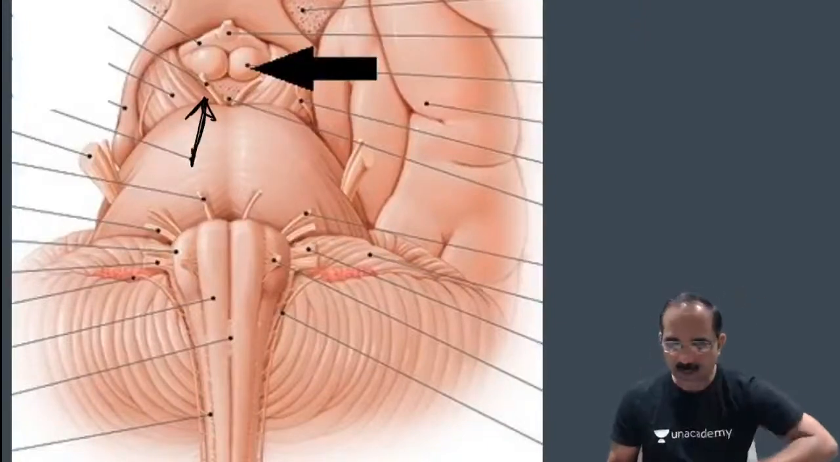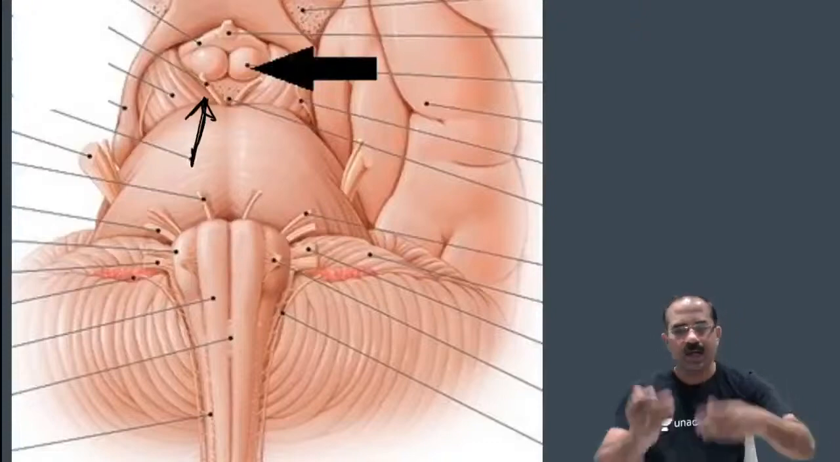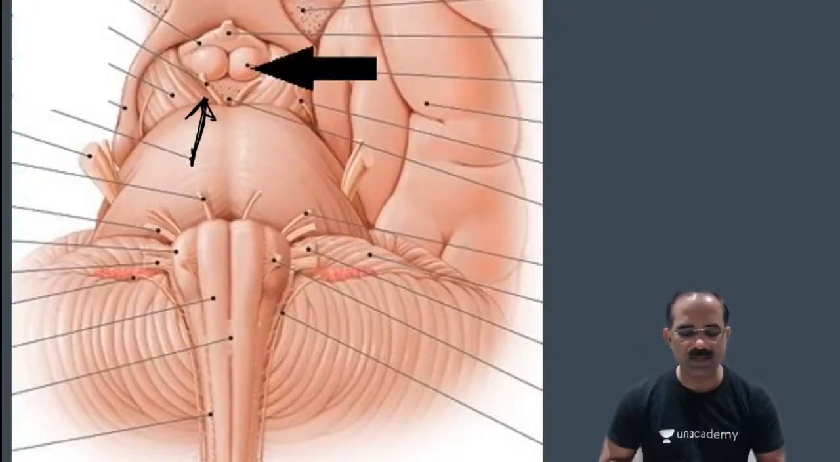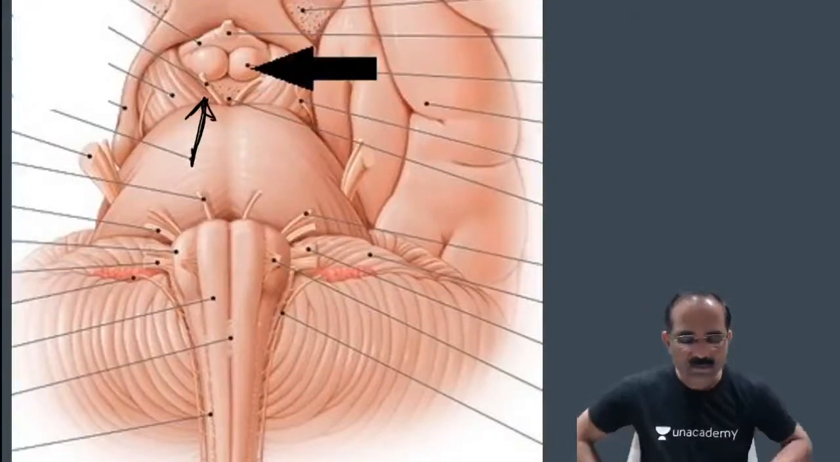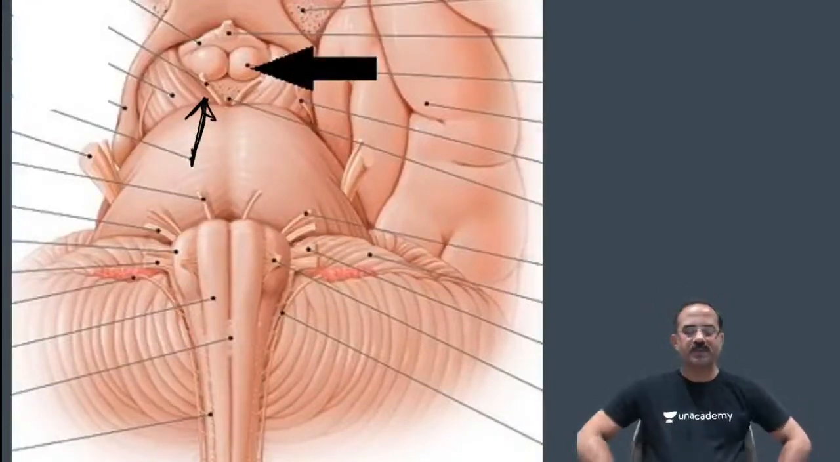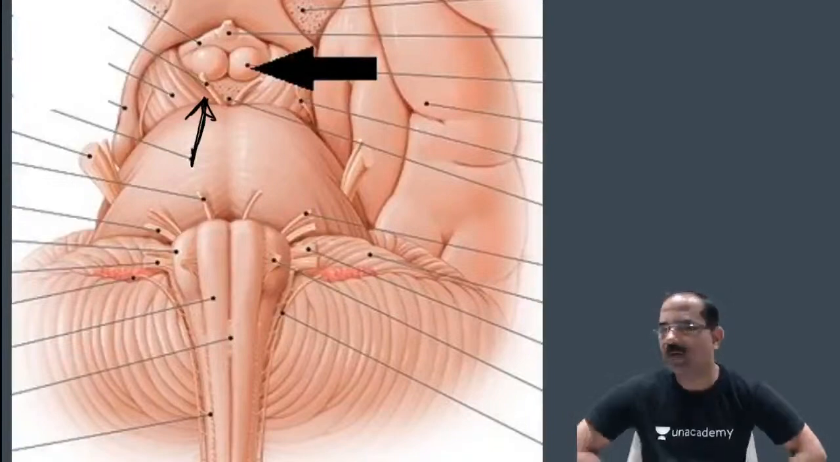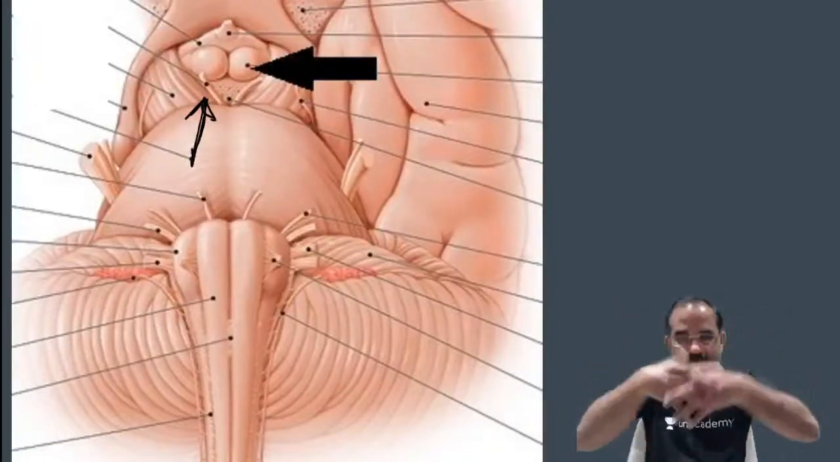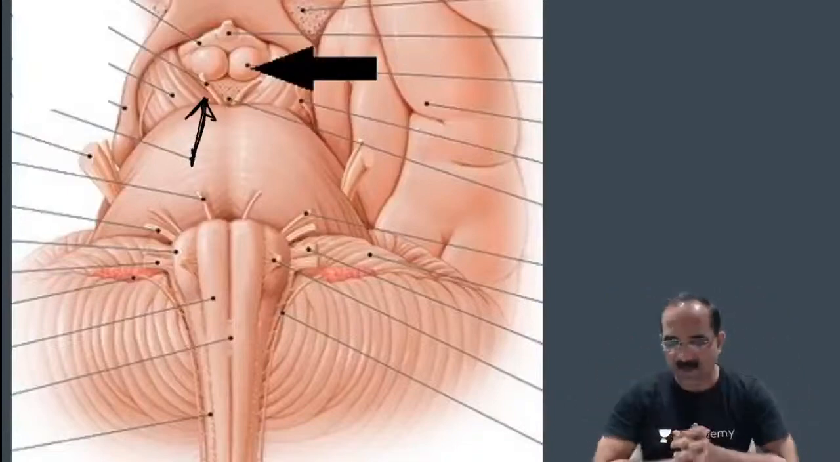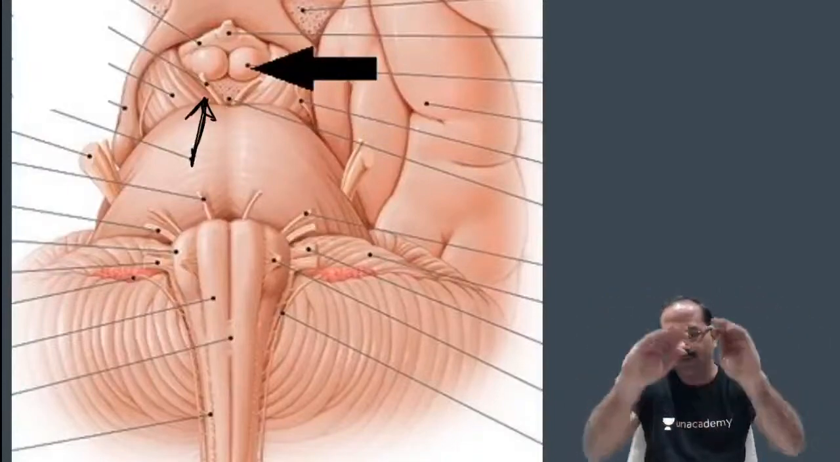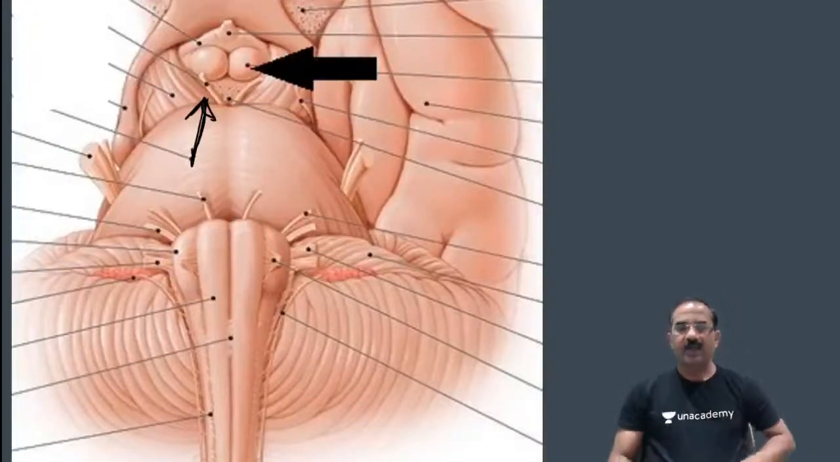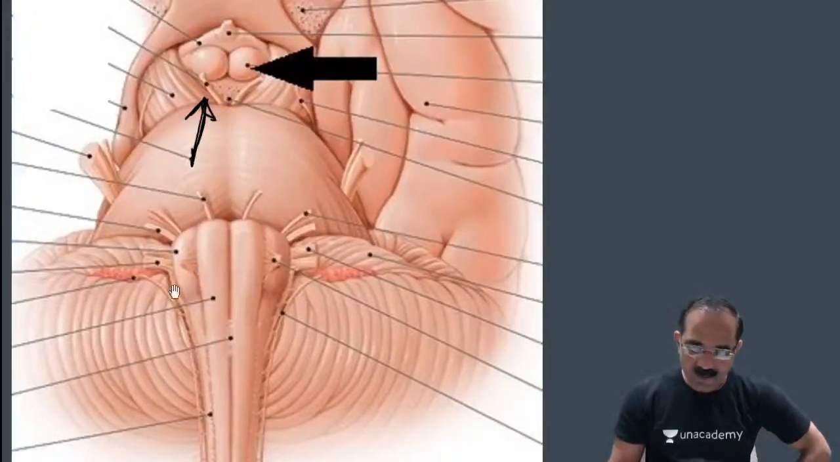Can anyone tell me how these pyramids are formed? How are these elevations formed? Tell me how the pyramids are formed. These are formed by the crossing of the corticospinal tracts. The corticospinal tracts cross, and they form elevations here. That is known as the pyramids. How are the olives formed?